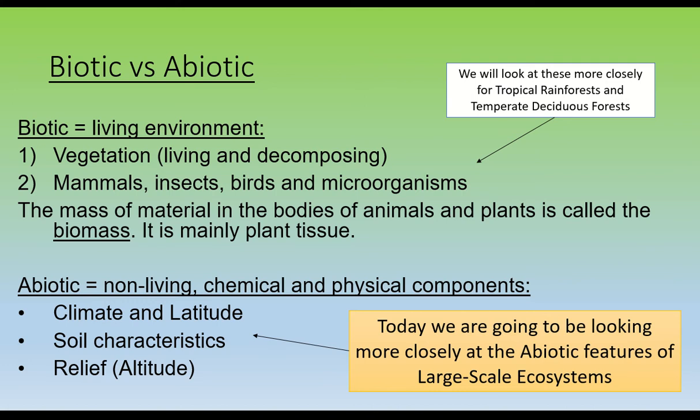The abiotic parts of an ecosystem, the non-living parts, include its chemical and physical components, so things like climate and latitude, soil characteristics, and its relief or altitude, how far away it is from the surface. And in this session we're going to be looking quite a lot more at those abiotic features of biomes.